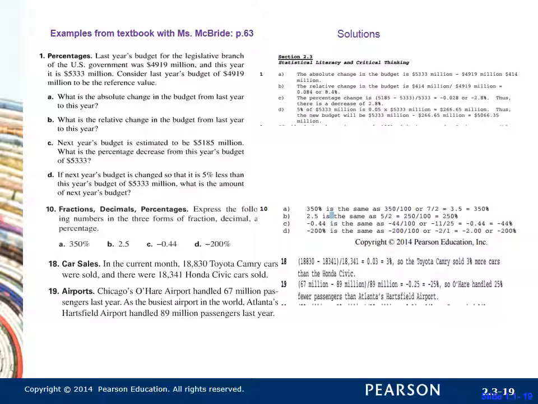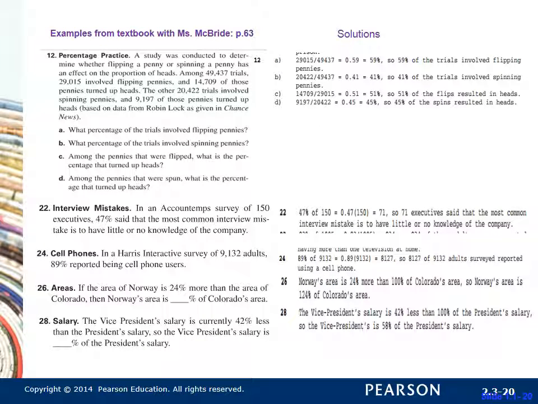So the one we started with was our O'Hare. So O'Hare handled 25% fewer than Atlanta's Hartsfield. So compared minus reference divided by reference, and then your sentence is going to be you start with a compared one. So this time we would say O'Hare handled 25% fewer than Atlanta's Hartsfield. We're going back to number 12 since it had a bigger cut and paste. I couldn't fit it on the other page in the order, so go back to percentage practice.